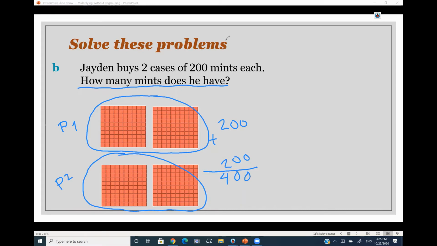We can solve the same problem using multiplication. So we represent that we have that multiplication 200 times 2, or 2 groups of 200. When we multiply, we're going to have the same answer. 2 times 0 ones is 0 ones. 2 times 0 tens is 0 tens. And 2 times 200 is going to be 400, which is going to be the answer to my problem.